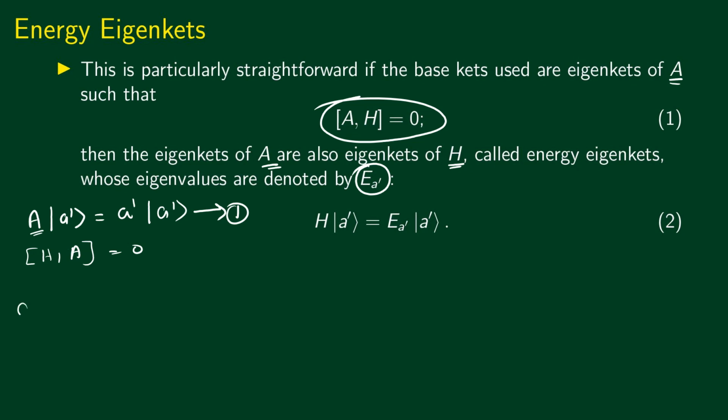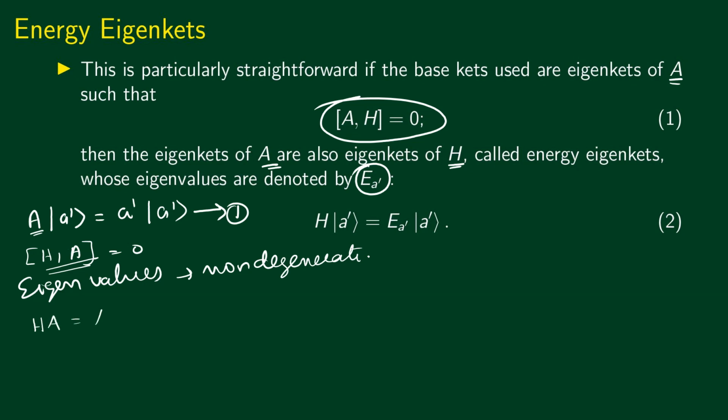All right. So let's assume that eigenvalues are non-degenerate. Then the proof is quite simple. Let's look at the proof. The assumption is that H and A commute, so we can write HA is equal to AH. Now let's introduce a ket A prime on the right side.